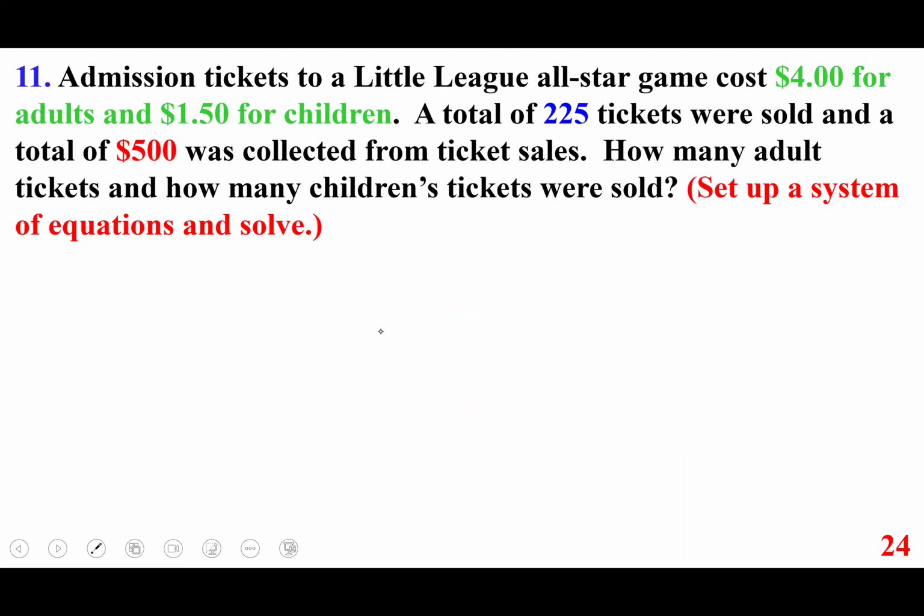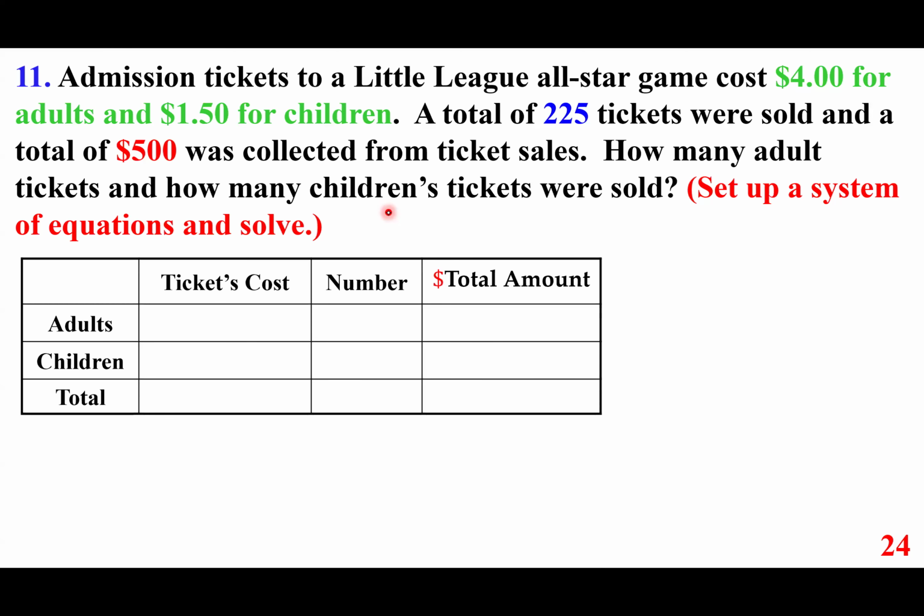All right, let's read this question and see what's going on here. Admission tickets to a Little League All-Star game cost $4 for adults, $1.50 for children. A total of 225 tickets were sold, and a total of $500 was collected from ticket sales. How many adult tickets and how many children tickets were sold? We want to set up a system.